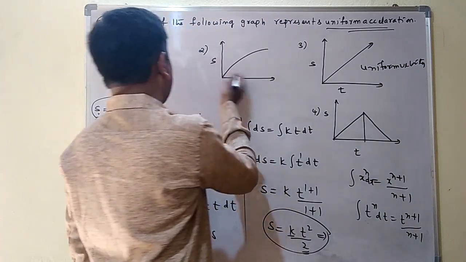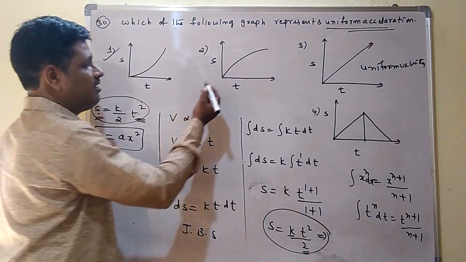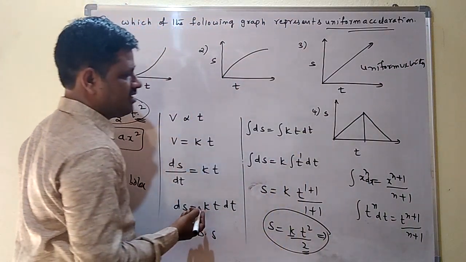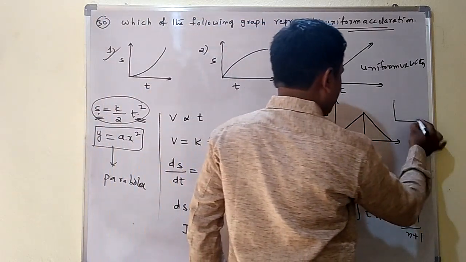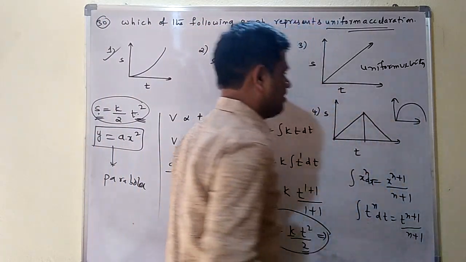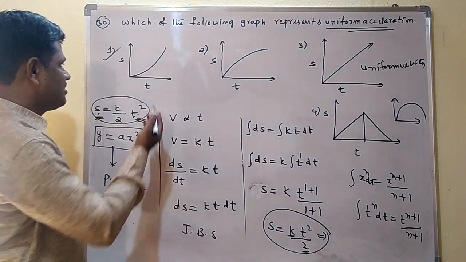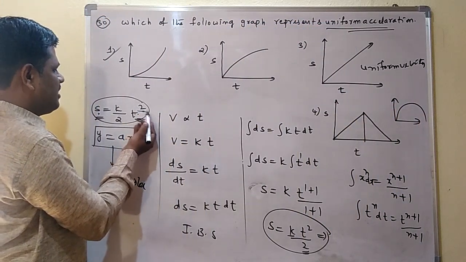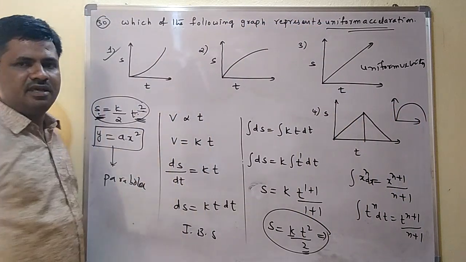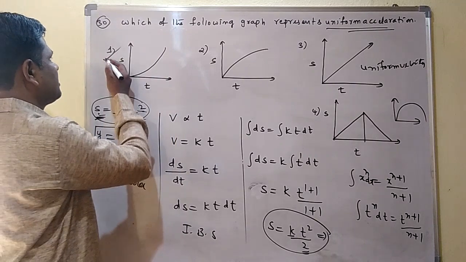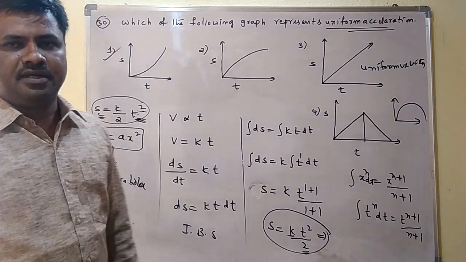Here these two represent the same, but they increase and afterwards gradually decrease. Up to this point it is increasing, afterwards gradually decreasing. But why is it continuously increasing? Because when the time is increasing, displacement is also continuously increasing. So the first option is correct here.